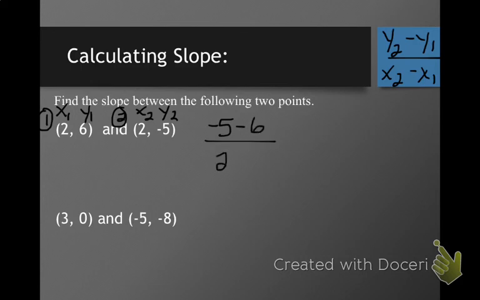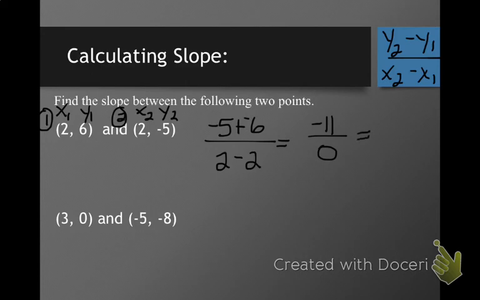X from number 2 is 2, and x from number 1 is also 2. So -5 minus 6, I can keep, change, and see that that is -11. 2 minus 2 is 0. Now I know I told you we were mostly focusing on our positive and negative slopes here, but this one is actually one of those special cases.